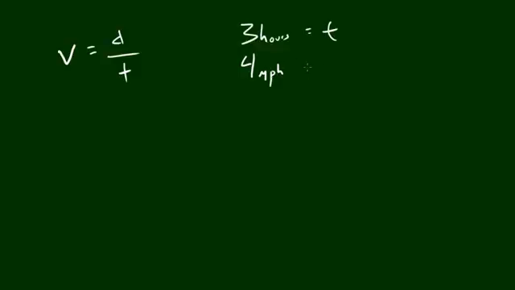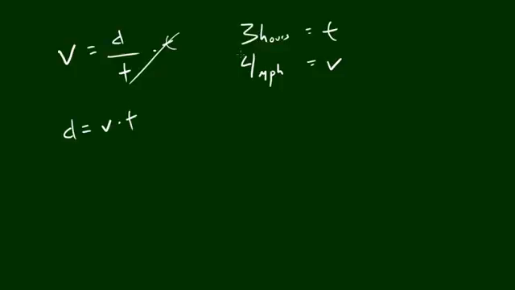So we know that 4 miles per hour is the velocity or speed. Well, now we want to calculate how far did she walk? The first thing we need to do is get distance on its own side of the equation. So how do we get distance alone? Well, we multiply both sides by t. Those cancel out and we end up with this: distance equals velocity times time.